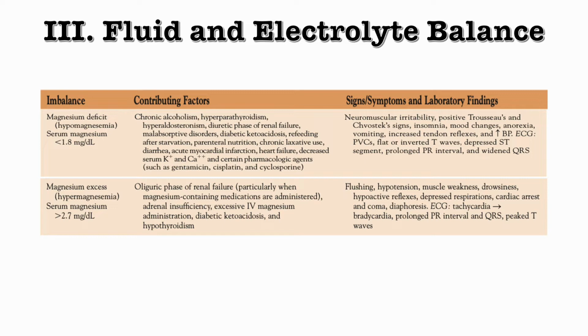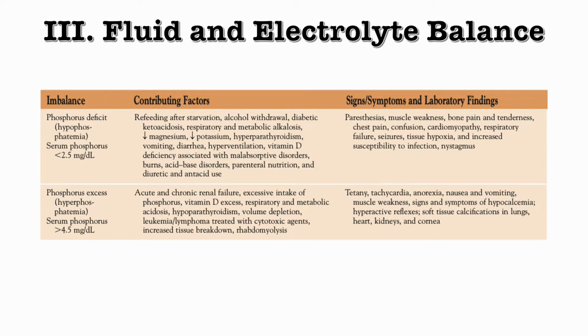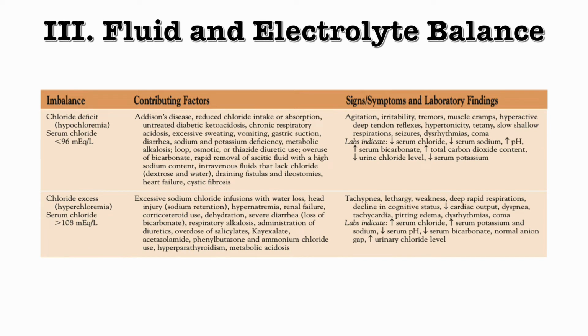Hypomagnesemia, magnesium less than 1.8 milligrams per deciliter. Hypermagnesemia is magnesium more than 2.7 milligrams per deciliter. Hypophosphatemia is phosphorus less than 2.5 milligrams per deciliter. Hyperphosphatemia is phosphorus more than 4.5 milligrams per deciliter. And lastly, hypochloremia, chlorine less than 96 mg per liter, and hyperchloremia, chlorine more than 108 mg per liter.